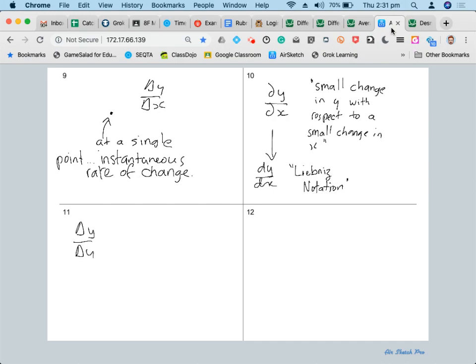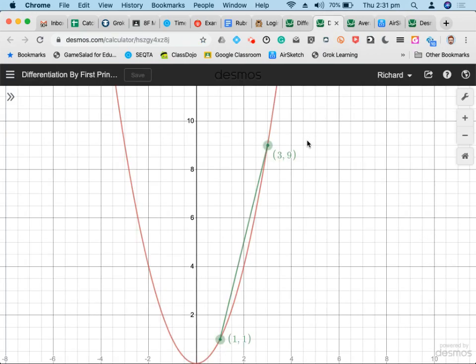Look how I'm using delta y over delta x, because it's a big change in y over a big change in x. We would have 9 minus 1 over 3 minus 1, which is 8 over 2, which is 4. So the average gradient between those 2 points is equal to 4. Now, at no single point on that parabola is the gradient actually 4.